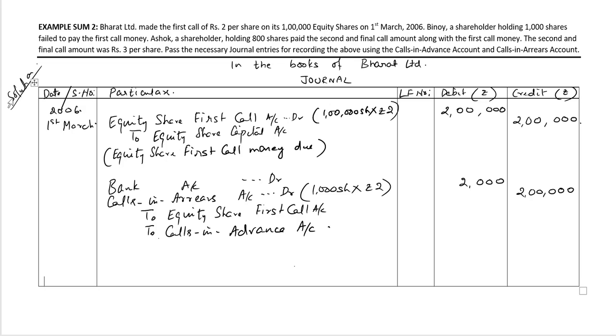The amount of the final call received along with the first call, the calls in advance on 800 shares at the rate of rupees 3 per share, it's 2400 rupees. And the amount received by Bharat Limited, the amount of first call due, which is rupees 2 lakh, minus the calls in arrears 2000 rupees plus the calls in advance 2400 rupees, comes up to rupees 2 lakh 400 rupees.